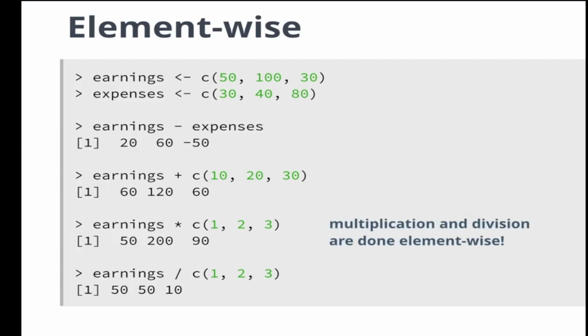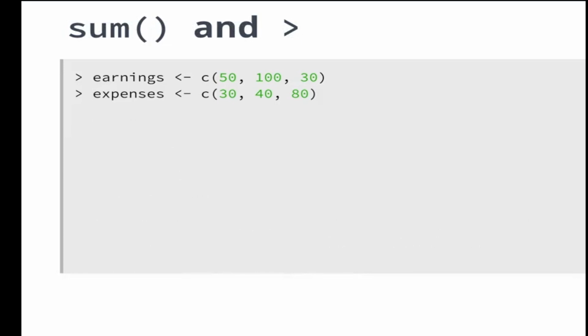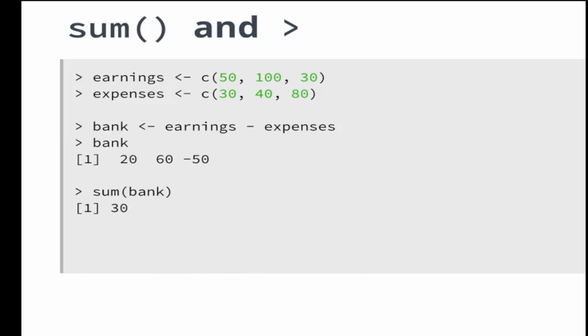A last question you might ask yourself is how your bank account progressed overall after these 3 mad days in the city of sins. You can save the previous calculation in a new vector called bank and use the sum function on it to calculate the sum of all its elements. Wow, that was pretty close. You still managed to make a 30 profit in Vegas. That's quite an accomplishment.